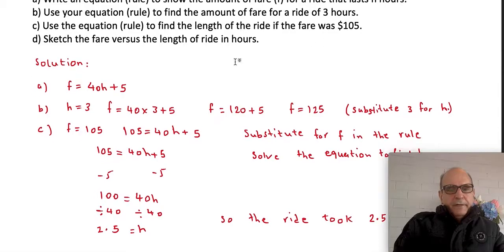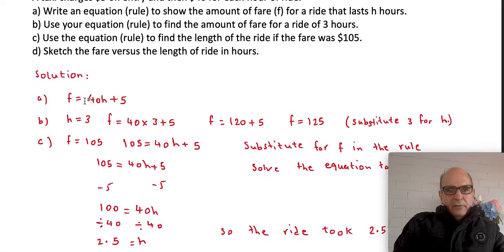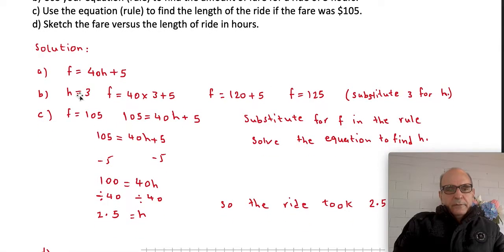This time the fare is $105. So the value of F here is 105, and we want to see what is the corresponding length of the ride. How many hours you need to ride, so your fare is $105. So we replace F with 105, and we get 105 equal to 40H plus 5. Now we need to solve this equation to find the value of H.